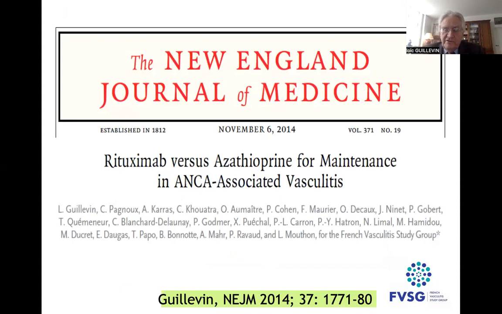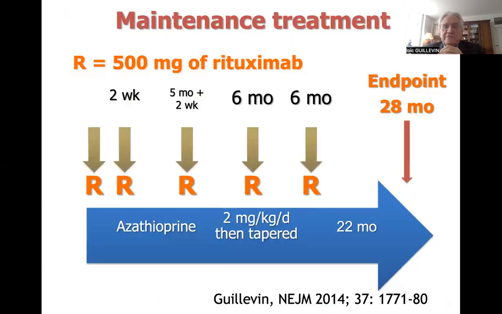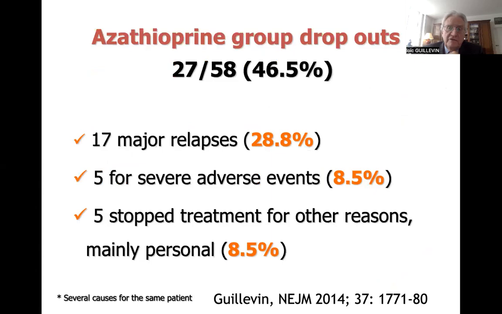This is a publication on the main recent trial, a trial which compared azathioprine for maintenance. All the patients included in the study are in remission, of course. They have GPA or MPA, but no other vasculitis and no eGPA. And we compared azathioprine to pulse rituximab every 6 months at low dose, 500 milligrams. And we evaluated the patients at 28 months.